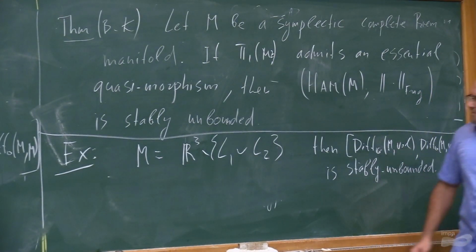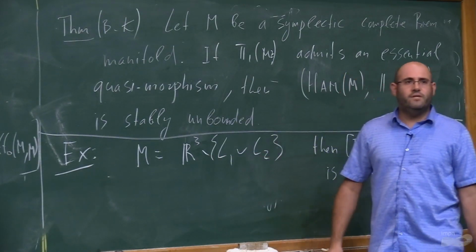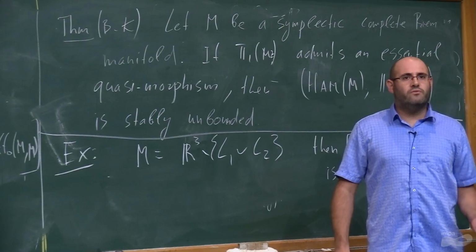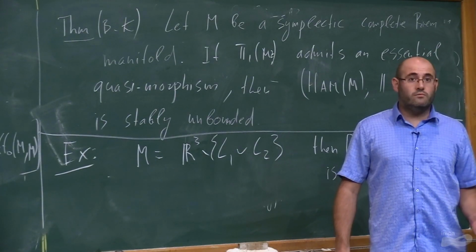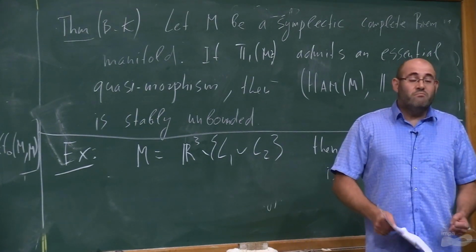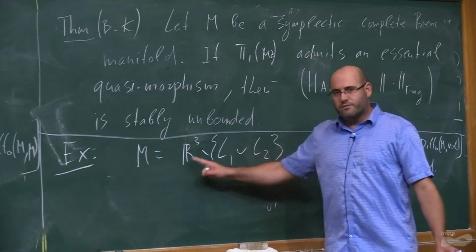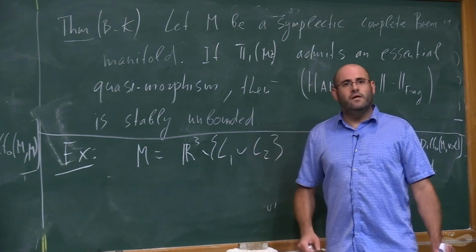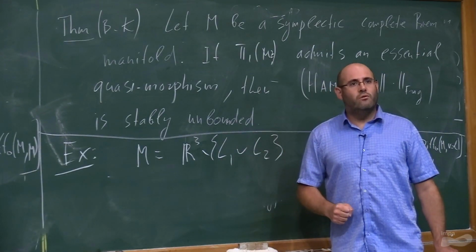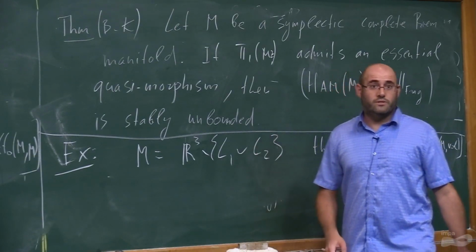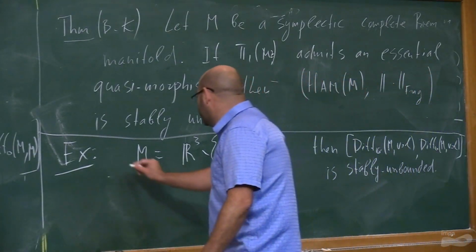So for example, I don't have to take R3. Of course, I can take S3. As I said, it has been an open question for several years already whether Diff_0 of S3, volume-preserving, is unbounded or not. So we don't know. However, maybe you can look at a certain approximation. If you take S3 minus 2 lines, then the commutator subgroup of Diff_0 of S3 minus 2 lines, volume-preserving, is stably unbounded. This is a new result. So similarly, you can take this as one.